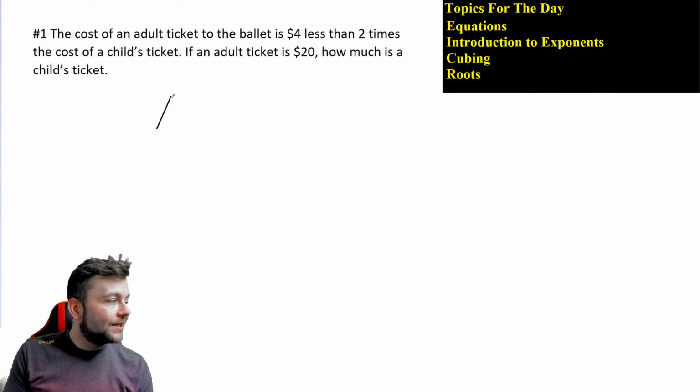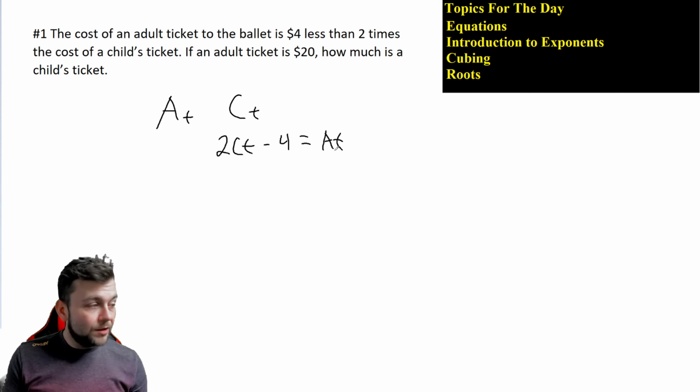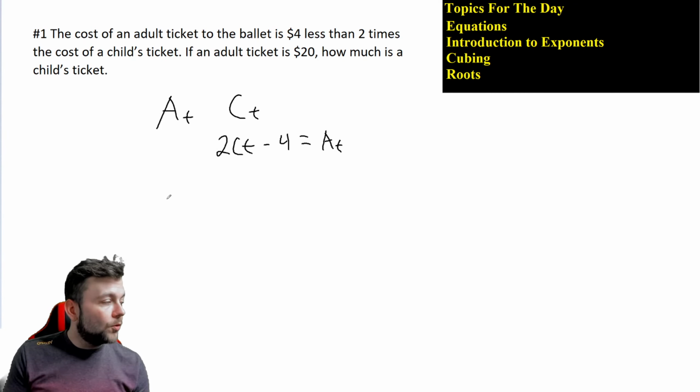And that is adult ticket and children's ticket. The adult ticket to the ballet is $4 less than 2 times the cost of a child's ticket. 2 times the cost of a child's ticket is 2 CT, minus 4 equals the adult ticket. And let me make that T a little bit smaller. And then what we are told is the adult ticket is equal to $20.